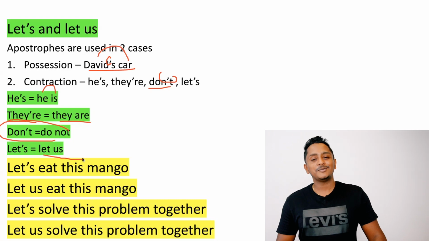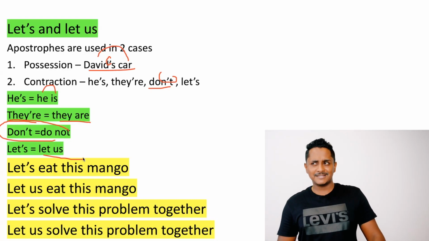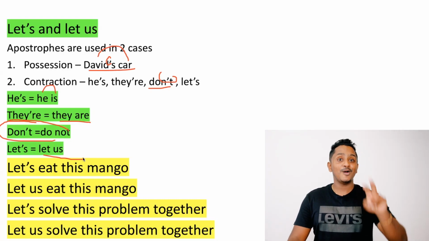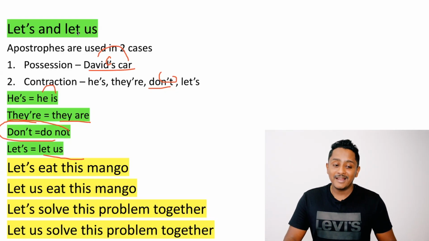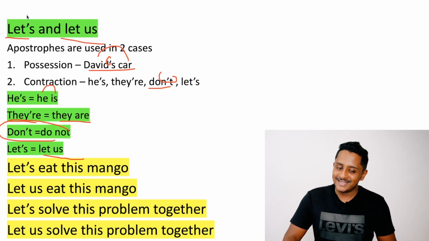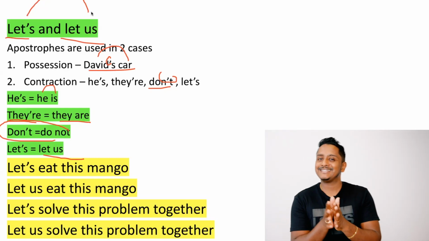Let us all come together and do it. Let's do it tomorrow. Let us do it tomorrow. Both are the same. Let us, let's. Let apostrophe s is a short form of let us.